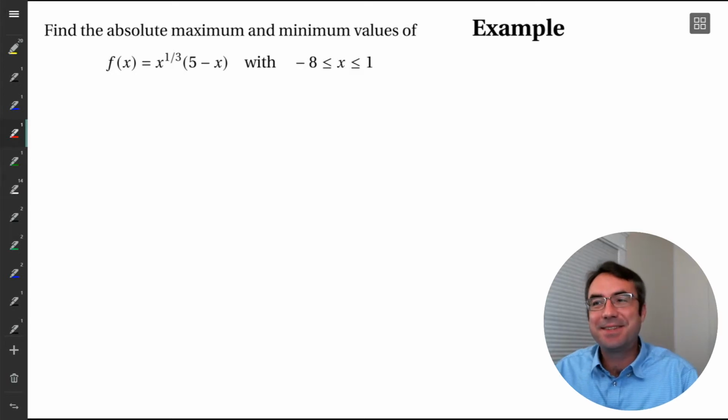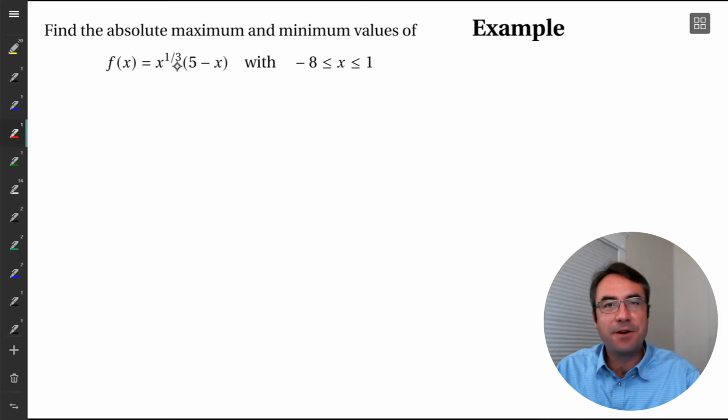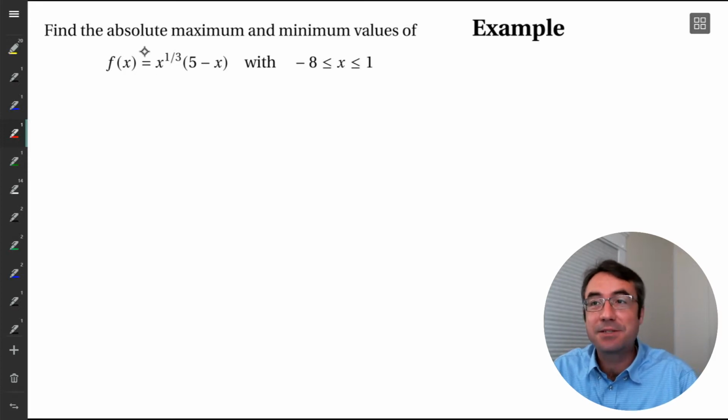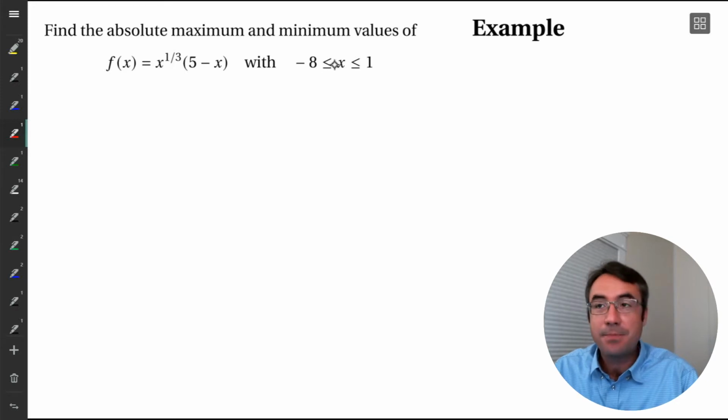All right, let's try one that's a little bit more going on. So we're given a function here, and we're gonna find the absolute maximum and minimum values of that function. So in this case, it's f of x equal to x raised to the 1/3 power times 5 minus x. And we're gonna do this on the interval where x is greater than or equal to -8, but less than or equal to +1.